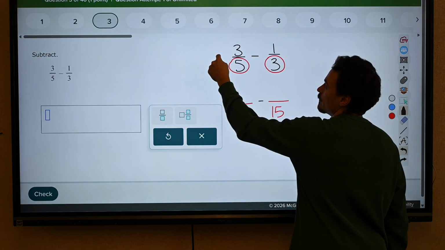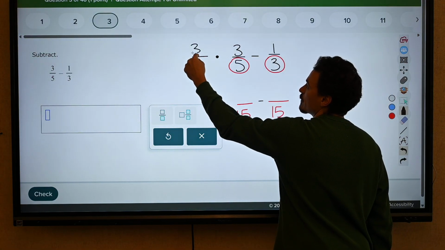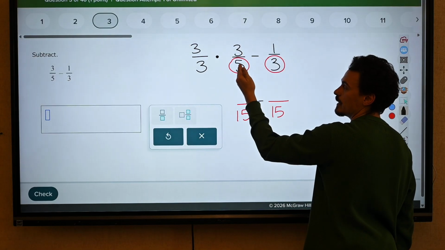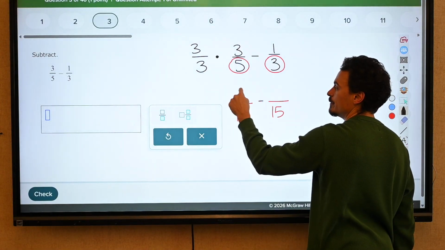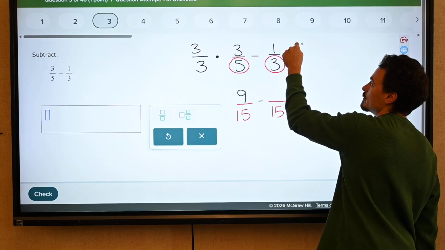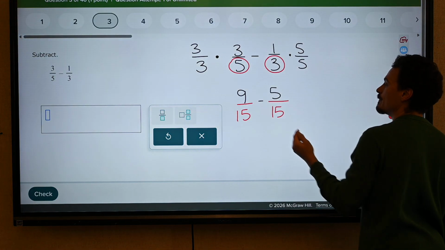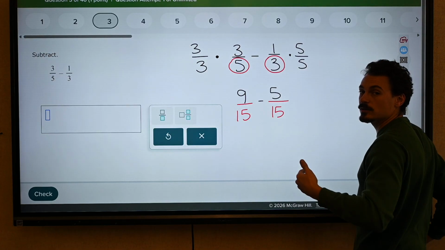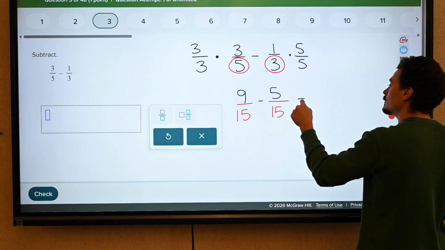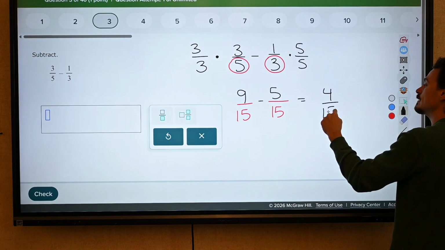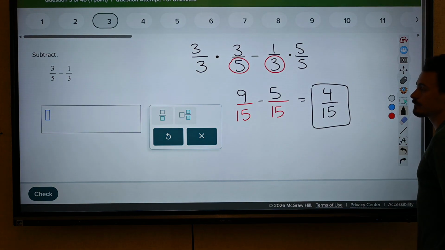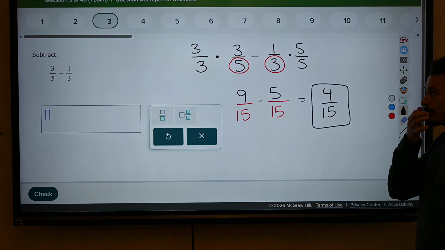Which means I need to multiply this by 3 over 3, because 3 times 5 is 15. 3 times 3 here would be 9. And here I have to multiply by 5 over 5. 5 times 1 is 5. Now, you can only subtract or add the top numbers. So this would be 4/15.